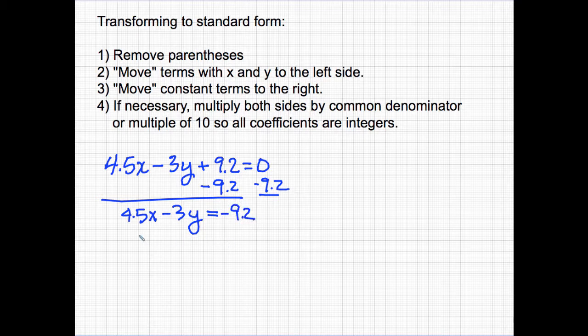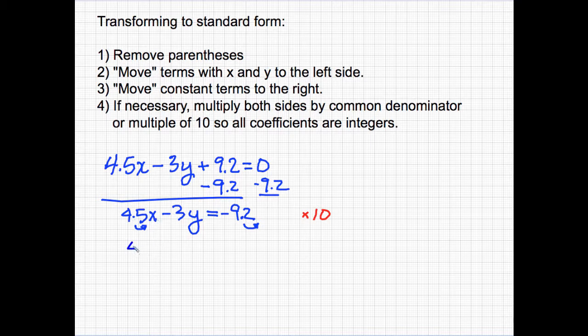Now we need to have all coefficients be integers. If we multiply 4.5 times 10, we'll get 45. It kind of moves the decimal point over one place. And if we multiply negative 9.2 by 10, we'll get 92, and that's just what we need. So we'll make a note to ourselves that we're multiplying by 10, and we need to multiply each term by 10.